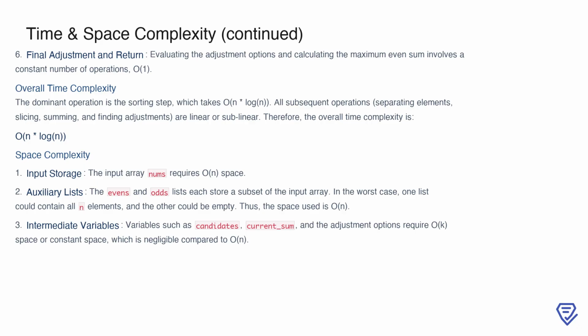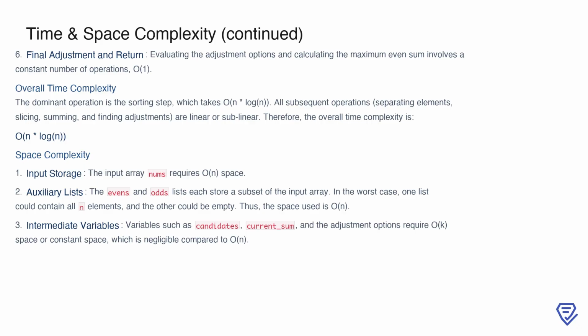When we combine all these steps, the dominant factor in the time complexity remains the sorting operation, which is O(n log n). Subsequent operations, such as separating elements, slicing, summing, and finding adjustments, are linear or sublinear in nature. Therefore, the overall time complexity of the solution is O(n log n).